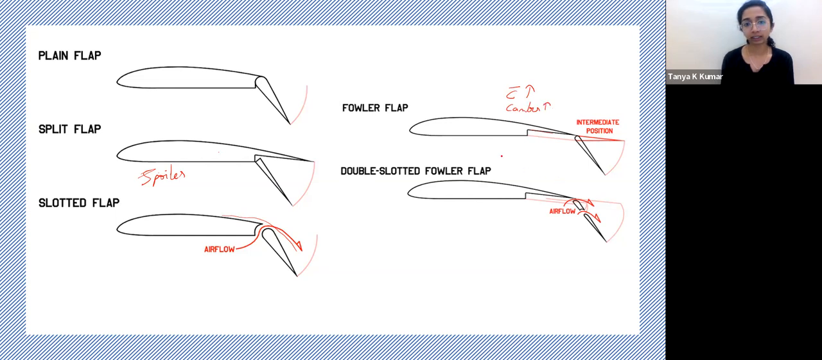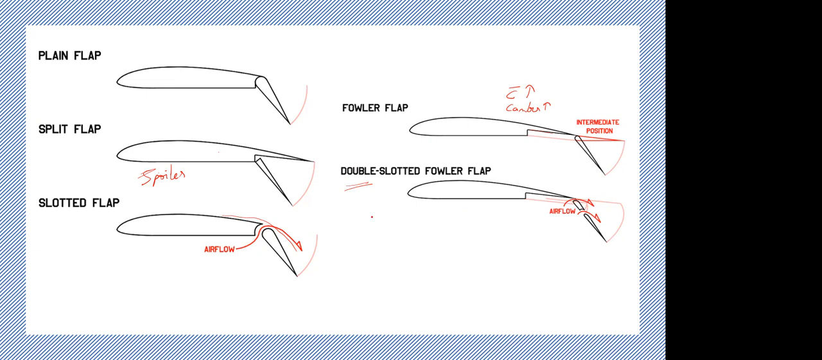Okay. And then you introduce several slots over the Fowler flap to introduce this boundary layer re-energizing concept. So it increases CL further. It is a combination of both Fowler and slotted flap. It has the benefits of both configurations. Okay. What other high lift devices are there? Slats are there. Slats or slots.